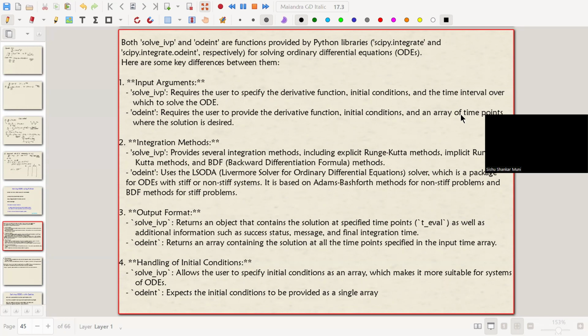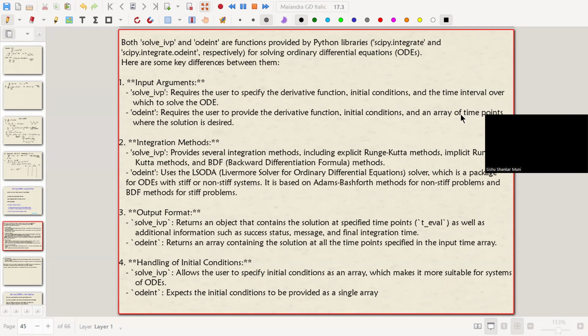As you can see, odeint uses LSODA, the Livermore Solver for Ordinary Differential Equations. They're powerful methods, very recently developed and made just for stiff systems. So with stiff or non-stiff systems, it is based on, as I told in the beginning of the class, Adams-Bashforth for non-stiff, and BDF for stiff. BDF, the backward difference formula, is usually used for stiff systems.